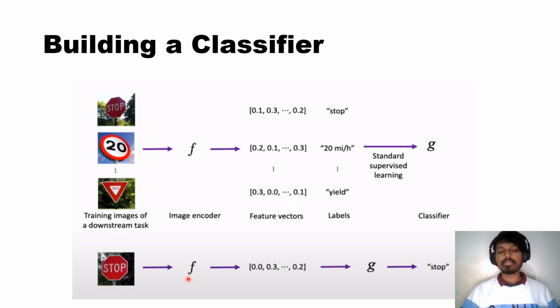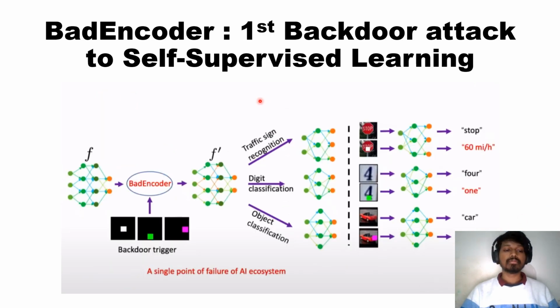This is how it works. We give an image to the image encoder. It gives this feature vector, which is then given to the classifier. And the classifier basically says it's similar to this one, so it says it's a stop sign. There is a big problem with this: it's very vulnerable to attacks.